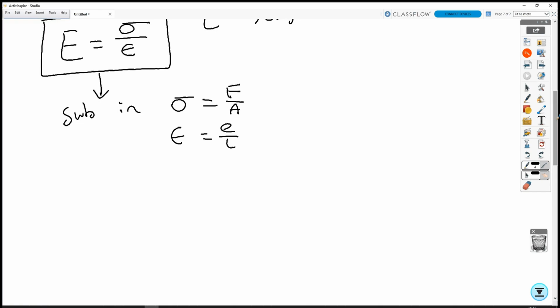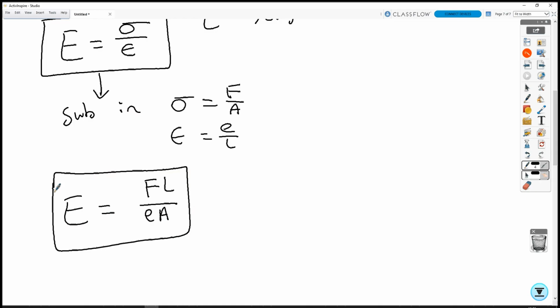If we do that, we get E is equal to F over A. And if we put E over L, because it's been divided, flip it over and multiply it. So the L goes on top, the E goes on the bottom. E equals FL over AE. And that's an easy way to remember it.